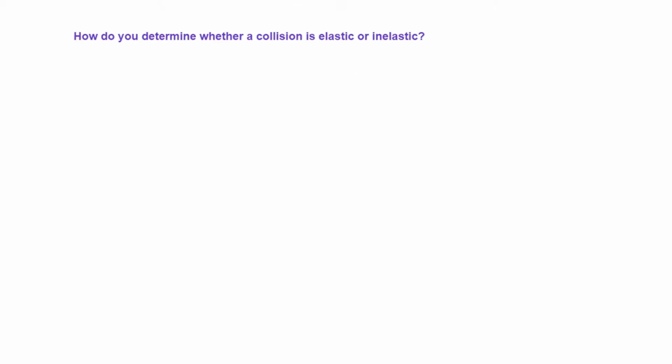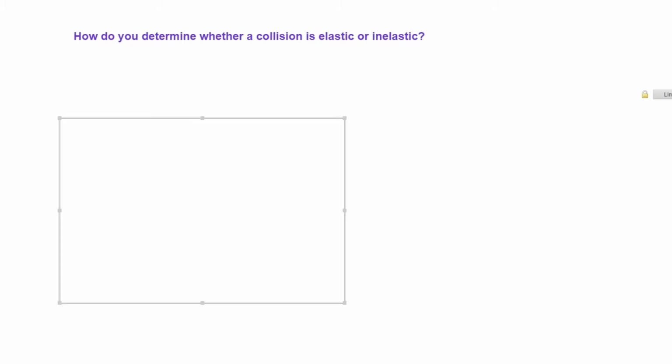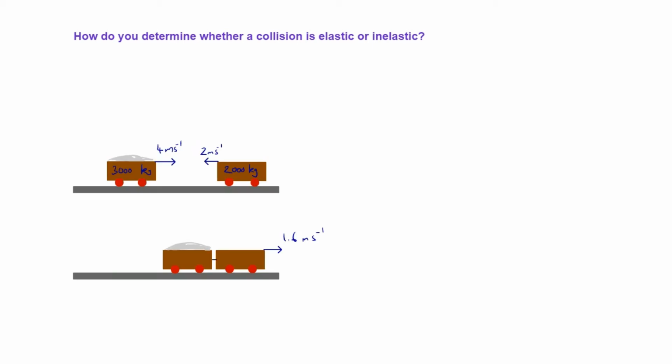So the question then becomes, how do you know if a collision is elastic or inelastic? How do you test for that? You might have an idea, but let's go through an example. Let's go back to our trains, the railway carriages in the very first momentum conservation example that we did.